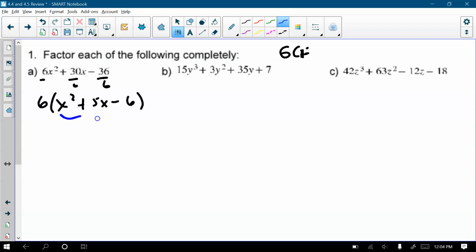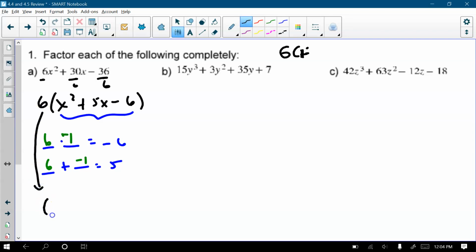Next, I just need to factor this part. I'll do this the old school way, which means I'm going to need something times something equals negative 6, and something plus something equals 5. Let's see, I believe it's 6 and 1, and 6 and negative 1. Okay, so that's the one that will work. It's not 2 and 3, because the signs won't work if you do 2 and 3. So for my final answer, this 6 just stays on the outside and is part of the answer. And then we have 2 more parentheses. We've got an x plus 6, and an x minus 1. This is the old school way, and that's our answer for number 1.